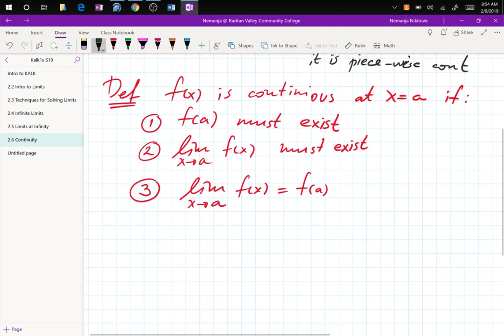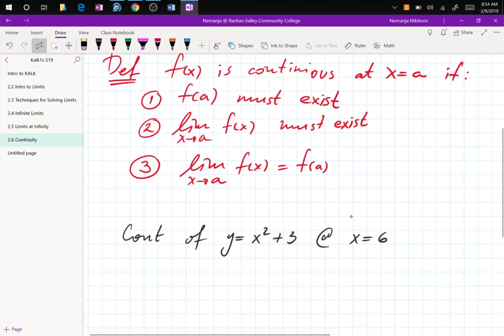So if I want to check continuity of y equals x squared plus 3 at x equals, let's say, 6, I would run through this three-point calculation. Number 1, we have to compute f of 6, and that's simply 6 squared plus 3, which is 39. So it exists. Right? This is where we put a green check mark. Great.